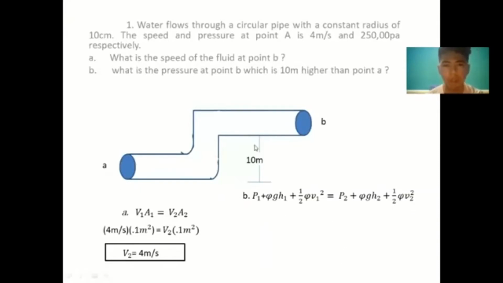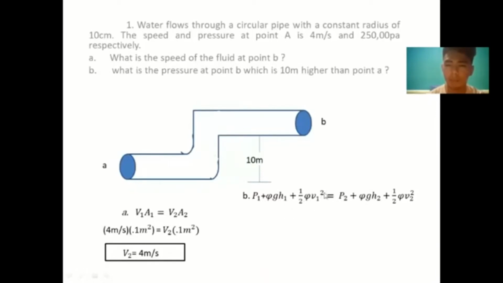So in the figure, we can say that pressure 1 is given, and the height in the figure 1 is 0 because there is no height. It means that the tube is on the ground. So we can say that the height of tube 1 is 0, plus 1/2 rho v1 squared.